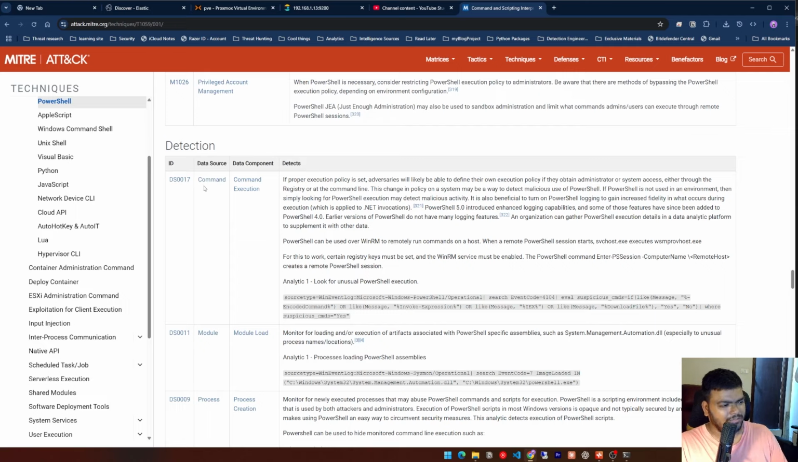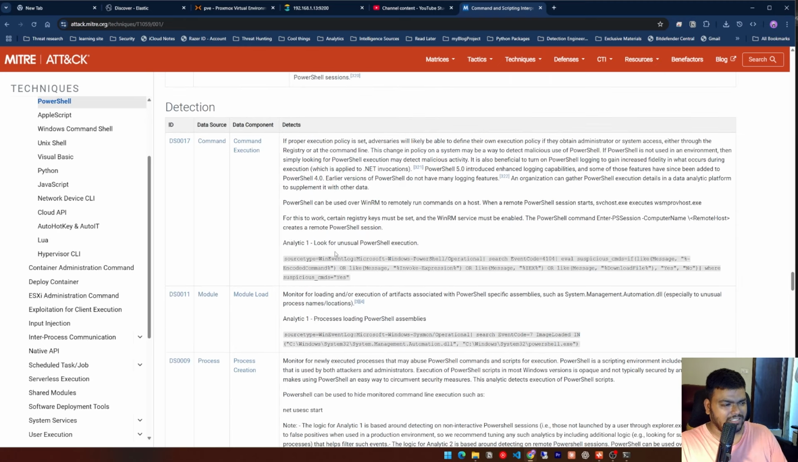So what you have in the detection table is basically command execution. PowerShell can be used over WinRM to remotely run commands on a host. When a remote PowerShell session starts, svchost.exe executes wsmprovhost.exe. This is very detailed and really important information, right? If proper execution policy is set, adversaries will likely be able to define their own execution policy if they obtain administrator or system access. Now, this analytic looks for an unusual PowerShell execution.